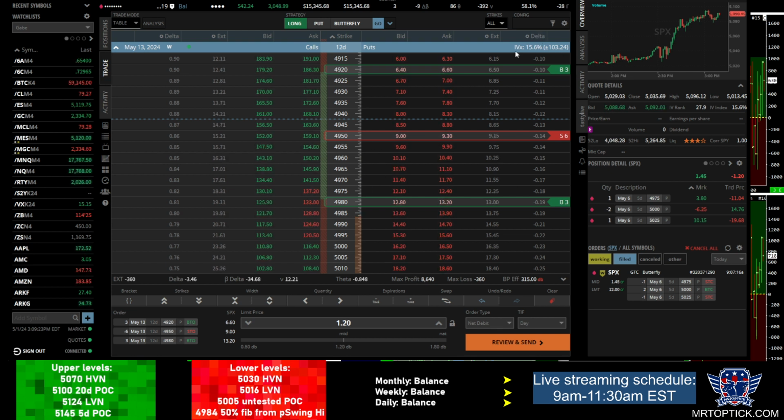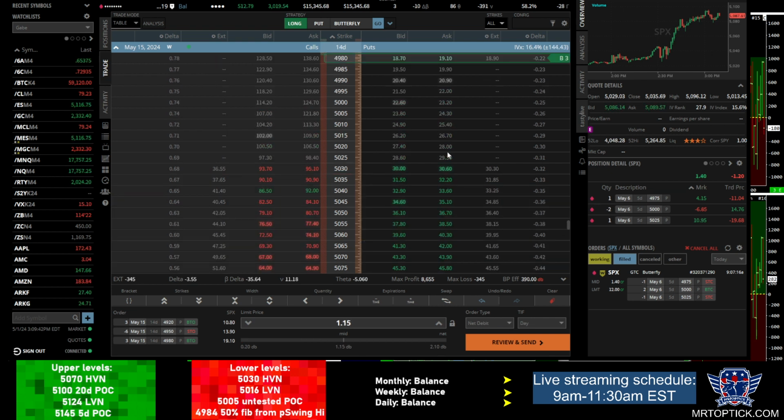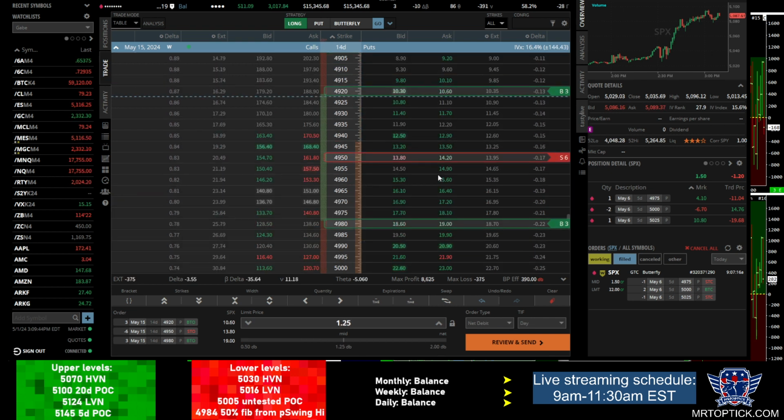By the way, this just changed. I don't know if Tasty Work is messed up or what, but this just went from 130 points to 103. So this might not be the right expiration for this trade. So let's look at this right here. Okay, so here I am within the expected move, and it cost me about the same.